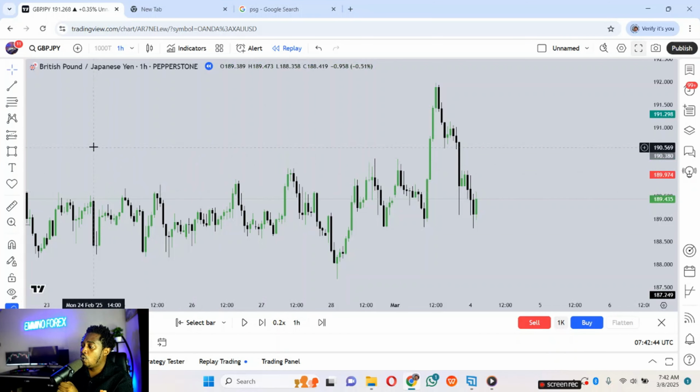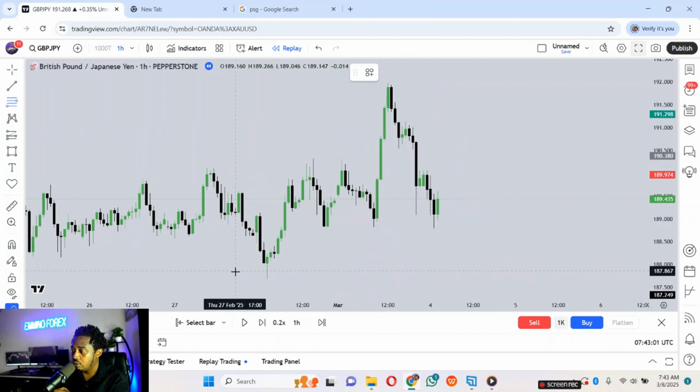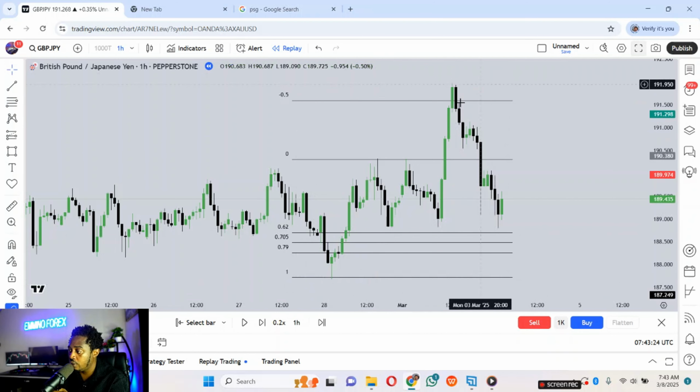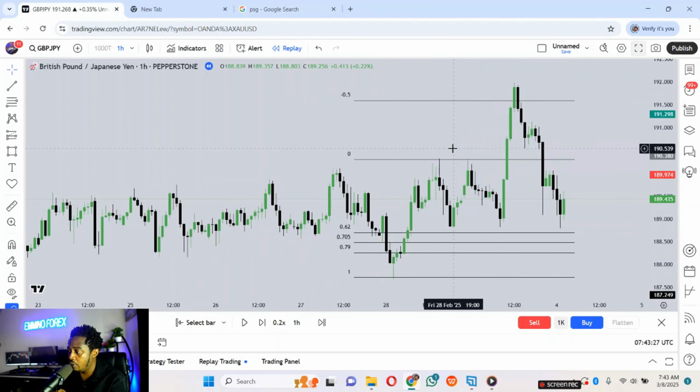An incomplete pullback is a pullback that is not up to 50% of the swing you are about trading. So let's take this as a swing high. Let's take this place as a swing high and swing low. So these are swing low and these are swing high. If we take this place as our swing low and here as our swing high, then we can see clearly that this pullback was not up to 50%, or it didn't fall below the 50% of the range. Remember, we are only looking for pullbacks that are below 50% of the range to avoid inducement.